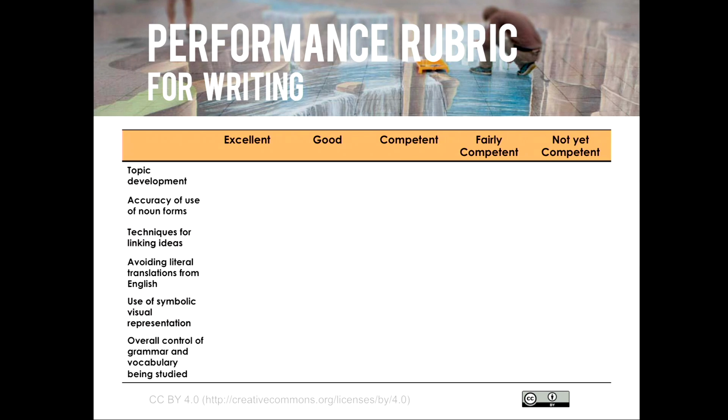So here I'm giving them very specific tasks to get them thinking about how meaning is made in the text and how successful it is. And then when we come to the rubric, I use that topic development, accuracy of use of noun forms, techniques for linking ideas. And so there's no surprise. The students have already been working with the criteria. They know what the expectations are. And so that's what it's graded on.